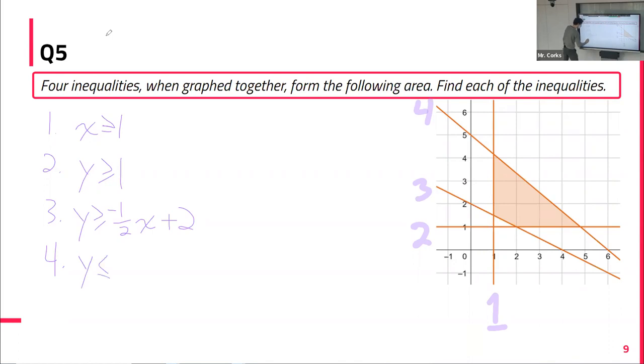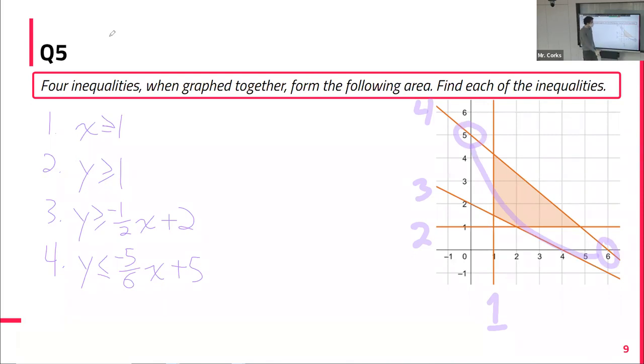Y is less than or equal to negative 5 over 6 x plus 5. Okay, so the intercept of 5 there, that's pretty easy to see. And then we have another point here. Just look for the points that line up nicely on our grid. And let's match those two up.